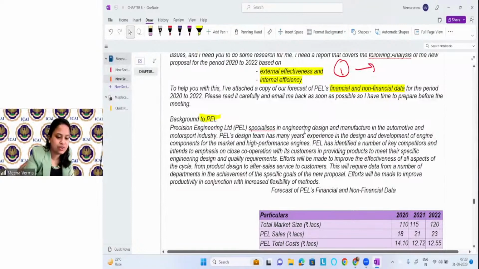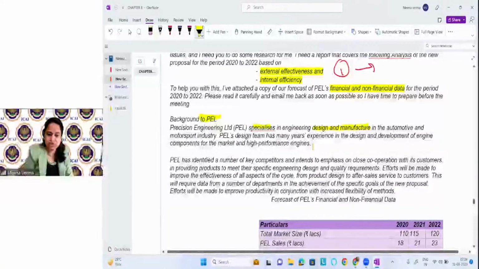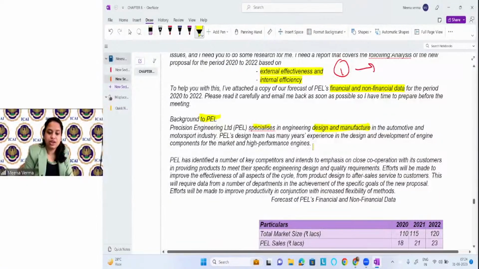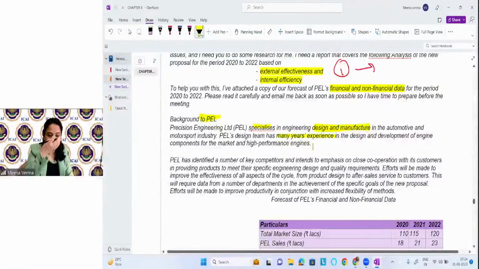Now, what is given here? Let me highlight the important points. The company specializes in design and manufacturing. The company has the best designs and the best manufacturing process. So they have specialized in design and manufacture in the automotive and motorsport industry. The design team has many years of experience in the design and development of engine components for the market and high performance engines.